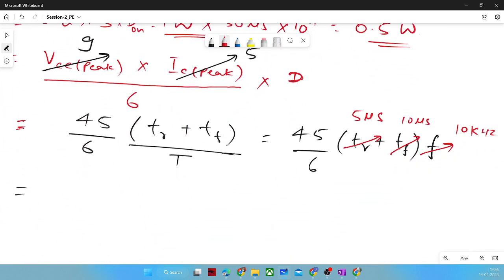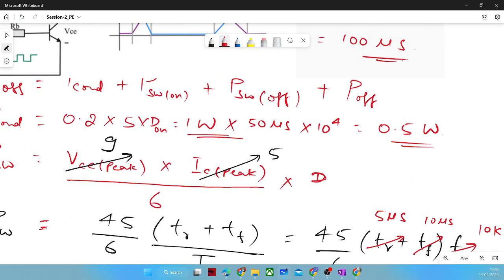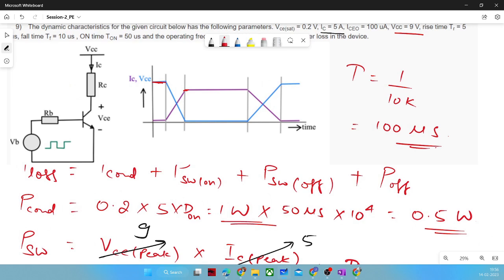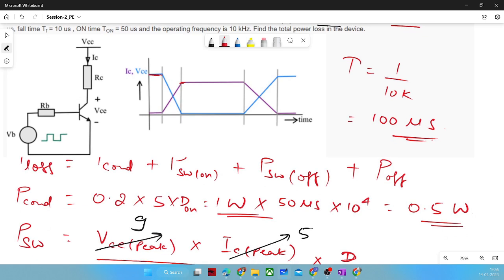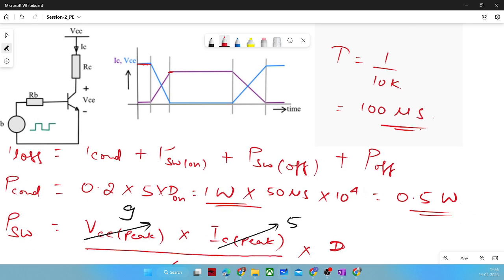And here, Sir, for peak conduction, we are taking it as VCE into IC. VCE into IC we are considering, and for how much time it is conducting, because power is a function of time. For how much time you are conducting it, that much losses will be there. So for that purpose, we considered on time duty ratio.